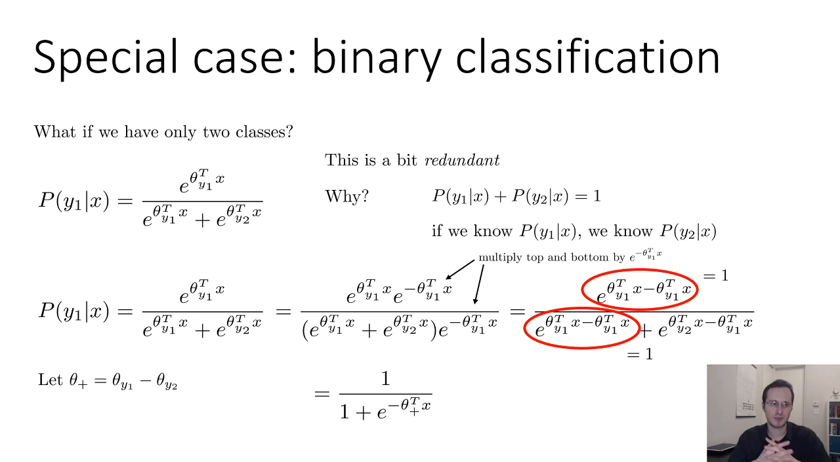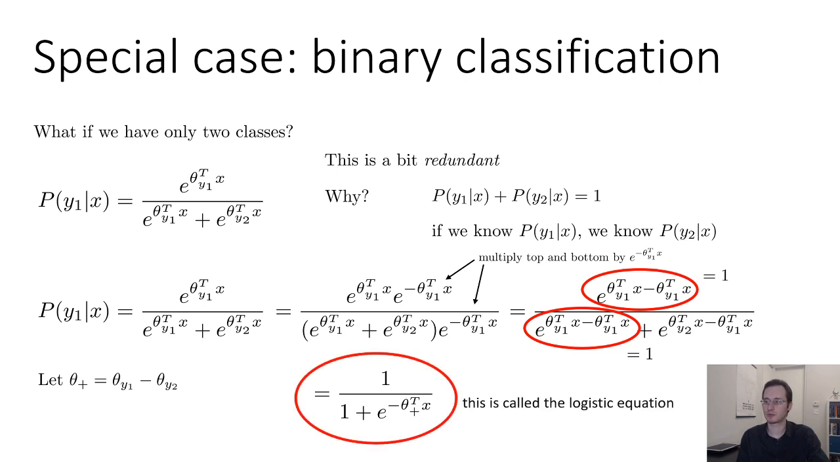In general, the softmax is always overparameterized. You can always take out one of the theta vectors. But people usually don't bother doing this when there's a large number of classes. If you have like 1,000 classes, taking out one of the vectors doesn't really save you anything. But if you have two classes, taking out one of them reduces the number of parameters by a factor of 2. So this is an important special case.